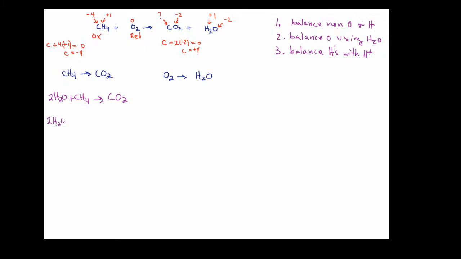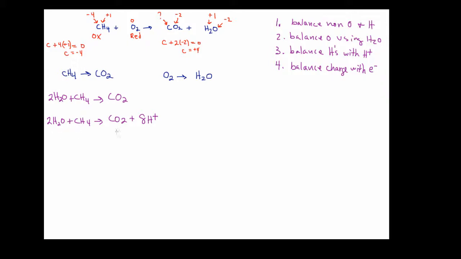We're going to have 2 H2O plus CH4 going to CO2 plus, all right, so we've got 4 H's here and 4, so it's going to be 8 H pluses. Now, the last thing that we're going to do here to get our complete half reaction for the oxidation is we're going to balance the charge, all right, with electrons.